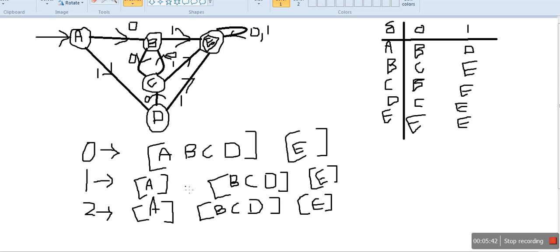So in our minimized DFA there will be three states: one state for A, one state for B, C, D together, which we name, say, K, and E is the final state.